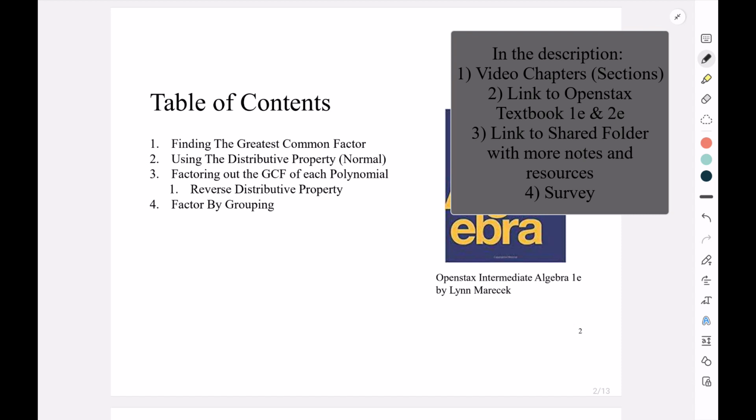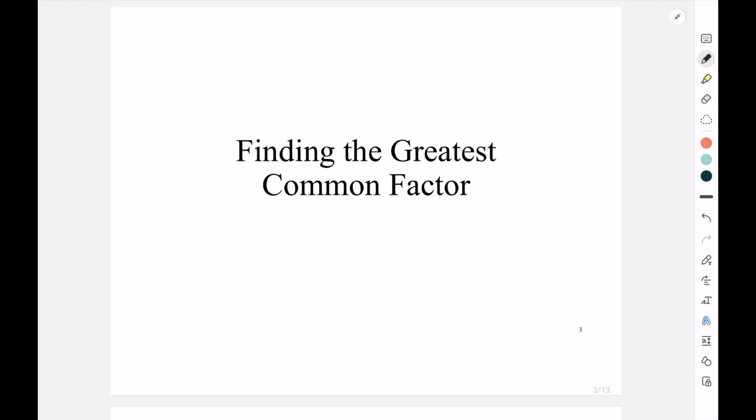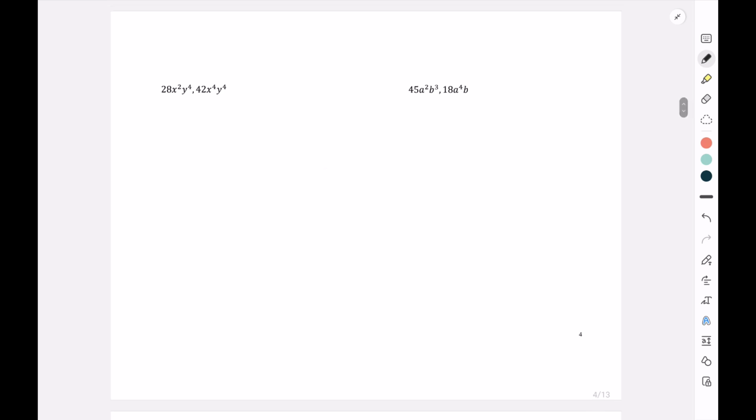So first, we're going to look at the greatest common factor. And typically, when we're given a number, we will take the number and put it in lowest terms. So we would put 2 to the third power times 4, or whatever the prime factorization for that given number would be. So let's look at some examples.